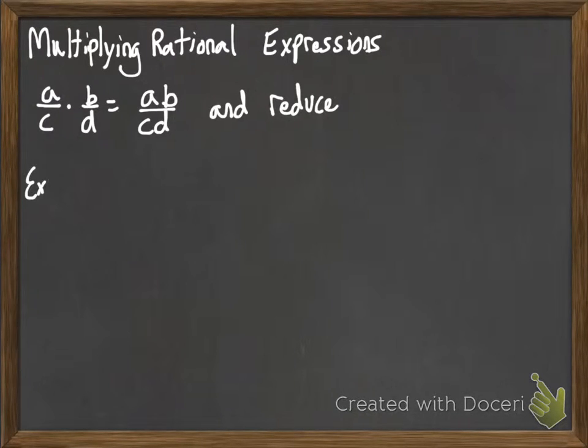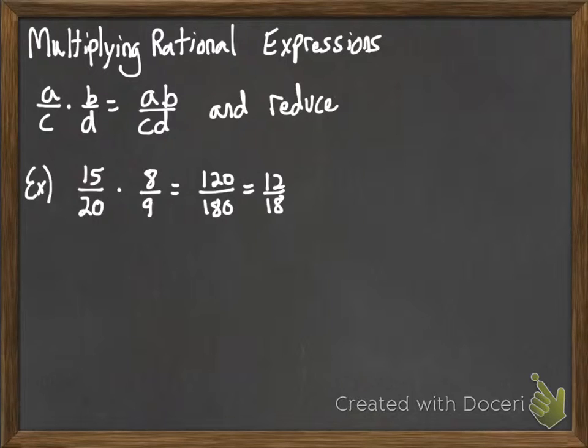So an example of that with some numbers, consider the multiplication problem, 15 over 20 times 8 over 9. All right, and we can just multiply across the top. 15 times 8 is 120. 20 times 9 is 180. All right, and then begin to simplify that fraction. Because it's 120 over 180, we can divide 10 out of both, get 12 over 18. And then 12 over 18, we can take a 6 out of both and get our answer 2/3.